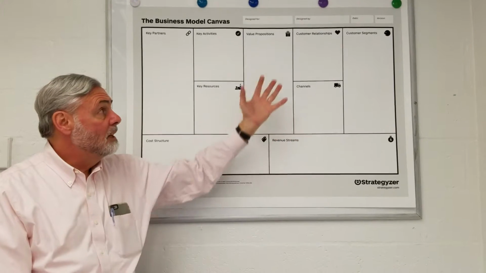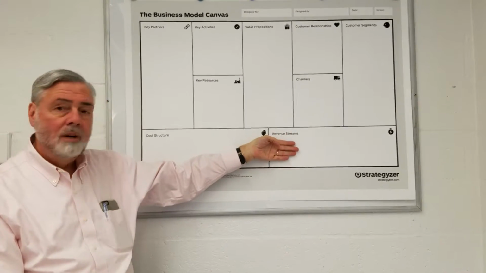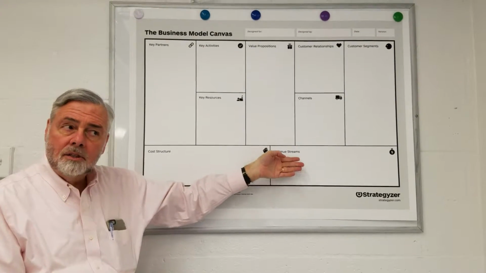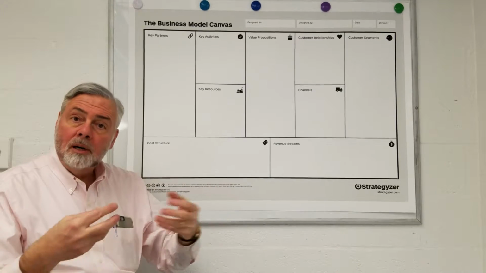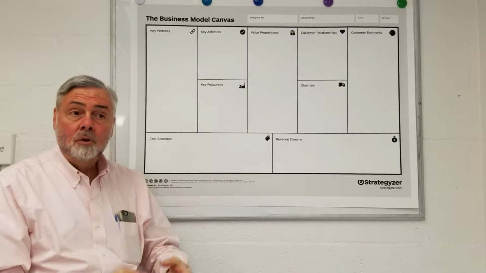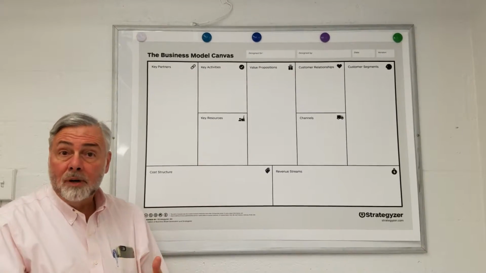Now these elements on the right side of the canvas are the customer-facing elements, and they lead you to the revenue streams. And this is the list of items, the ways that you bring money into the venture. Right? So you might sell a product or service. That's very straightforward. You might have a subscription to use a website. You might rent something.